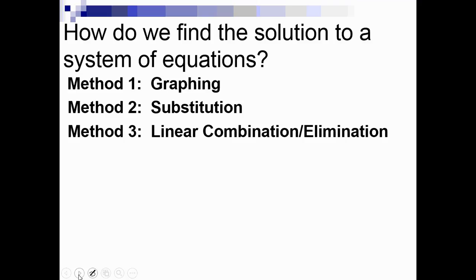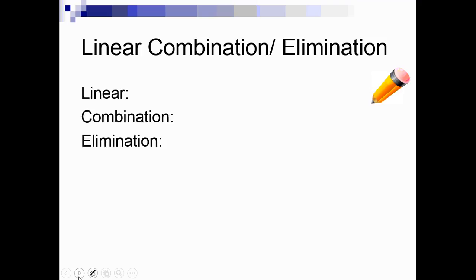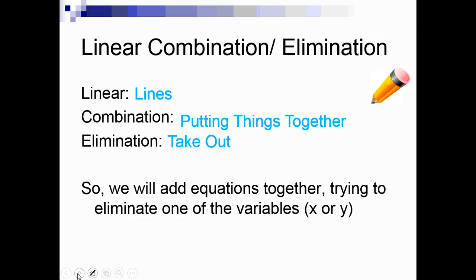And this one's really super important because we're going to use this in a few days to solve for more variables than just x and y. So let's take a look at just this one now. We're going to do a few examples. The linear combination method, if we take a look just at those words themselves, we're still talking about lines, but we're going to combine them, putting them together through addition with the hopes of taking out or eliminating something. So basically, the whole goal of this method is to add equations together, trying to eliminate one of those variables.